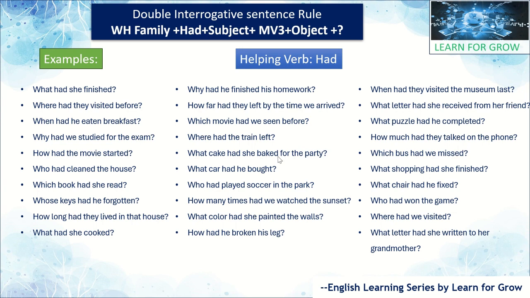These are the examples of the double interrogative sentence rule. And whatever we have observed in the interrogative, the same, additionally a WH family word we have given at the beginning, right? I hope you guys understood the concept of past perfect tense. Let's meet in the second video.